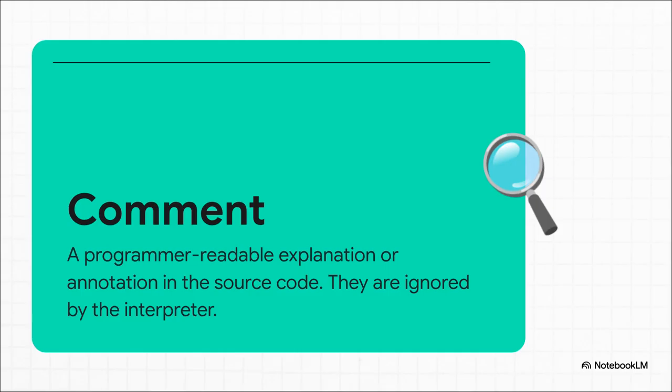So what exactly is a comment? Well, at its heart, it's just a simple note, an explanation written in plain English that lives right inside your code. And here's the key part. The Python interpreter completely ignores it. It just sails right past it. It's 100% for human eyes.